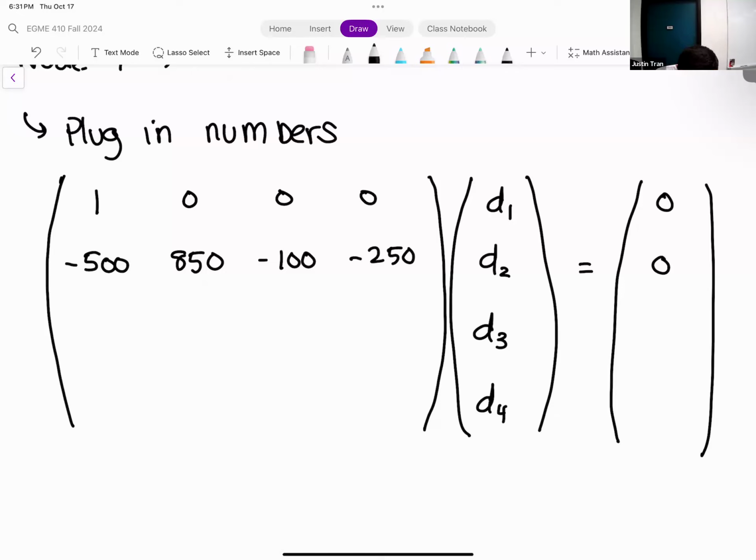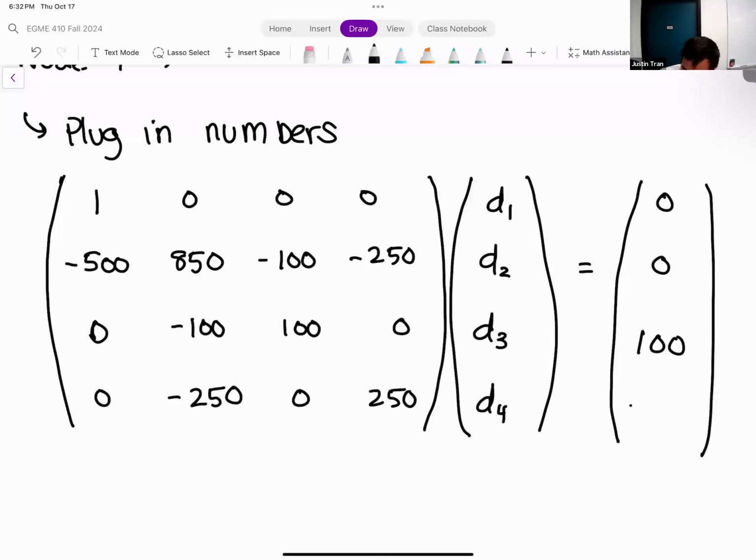Next row in the matrix, I'm just going to go a little bit faster just so we can get to the result. We have a 0, minus 100, positive 100, and 0. And then on the right-hand side, we have a positive 100 newtons in the force vector. And then on the last row, we have 0, minus 250, 0, 250, and then we plug in the force, which is a minus 50.